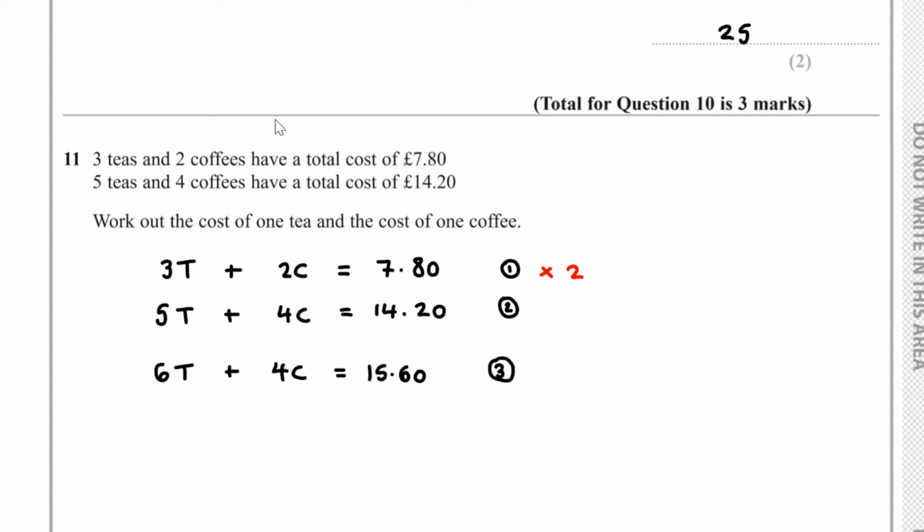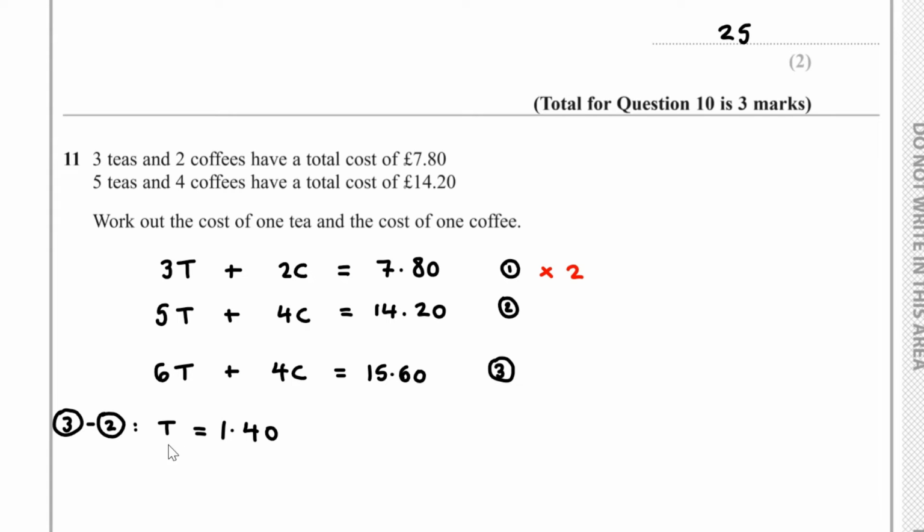Now, to get rid of the c's, we can do equation 3 take away equation 2. So we will do equation 3 take away equation 2. 6t take away 5t, that's just t. 4c take away 4c, that's 0c. 1560 take away 1420, that's 140. So 1t is equal to 140.